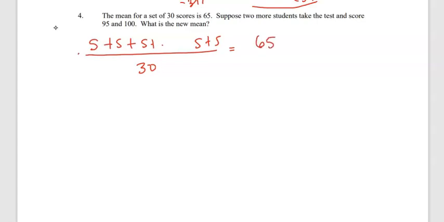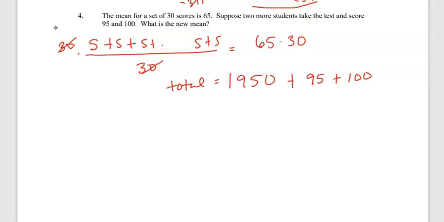Well, the opposite of dividing those scores by 30 is to multiply by 30. And when we multiply by 30, that's going to tell me that those 30 scores totaled up to 1,950 points, basically. What we want to do now is, to that, we're going to add the score of a 95 and a 100.